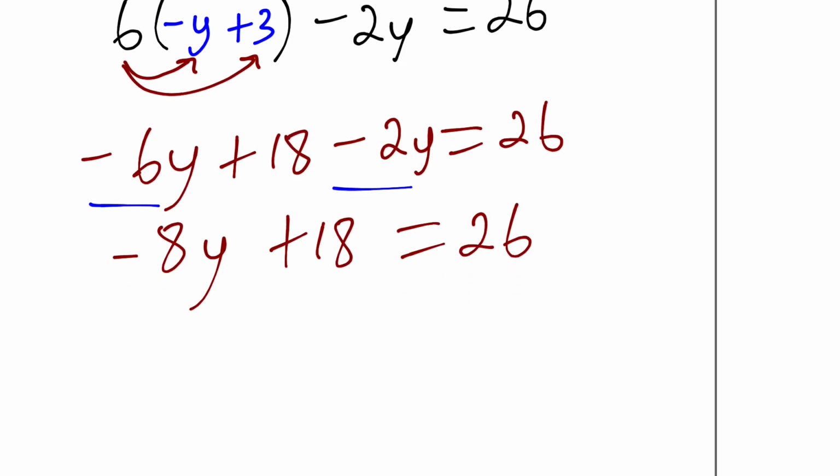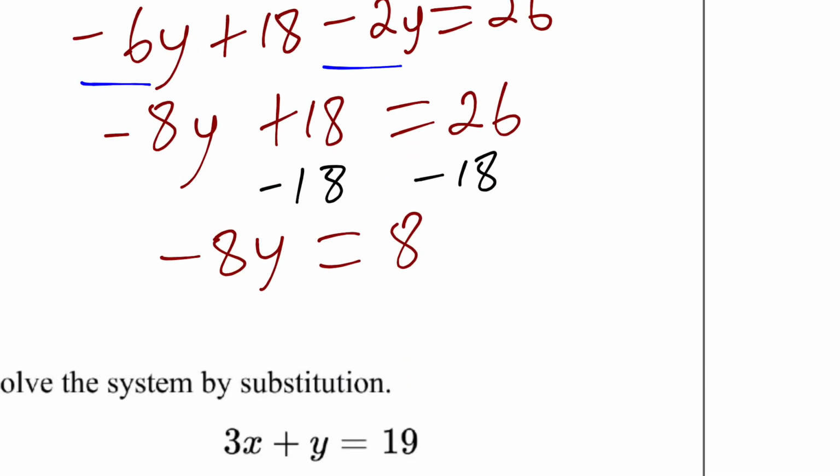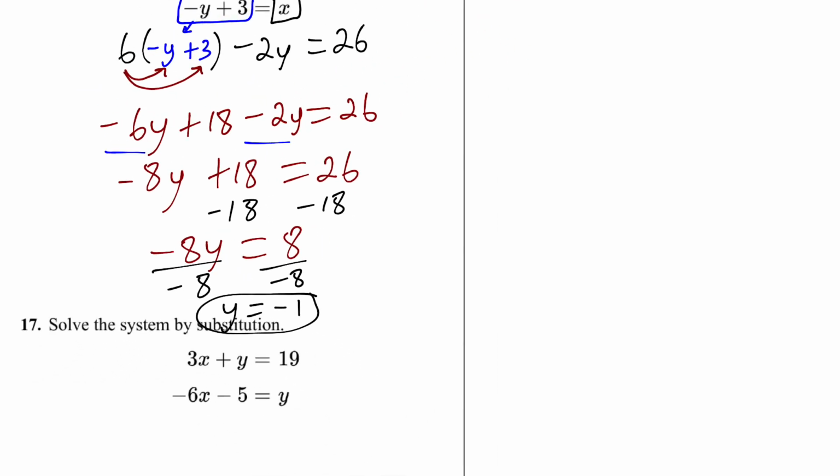I'm now at a two-step equation. Minus 18 from both sides. I have negative 8y is equal to 8. The last step is to divide by whatever's in front of the letter. Y is equal to negative 1. So if I think about what my eventual answer will be, I know there's going to be x comma y, and I put the negative 1 right there.